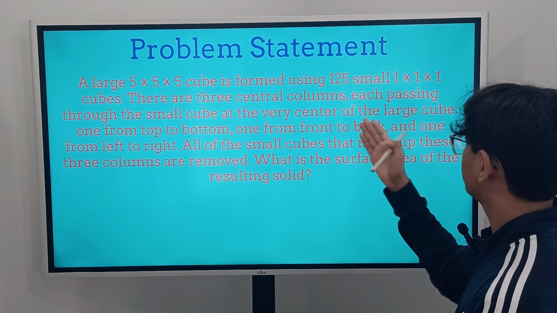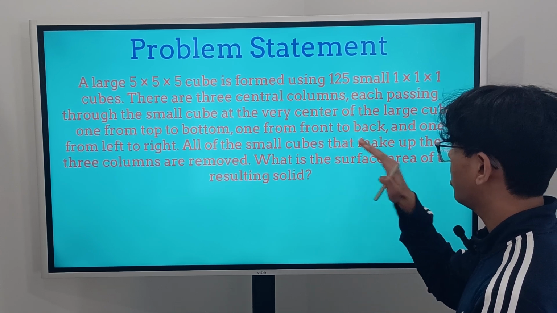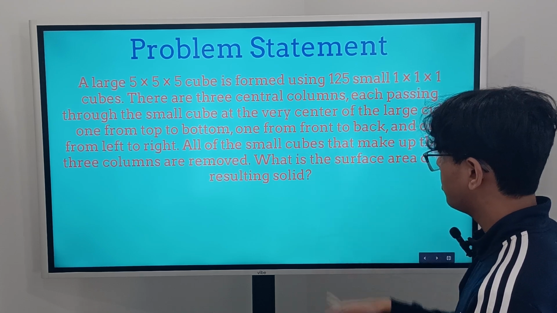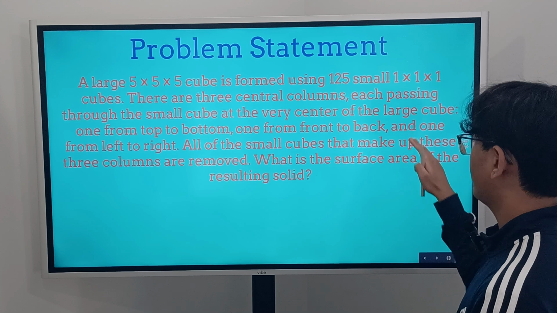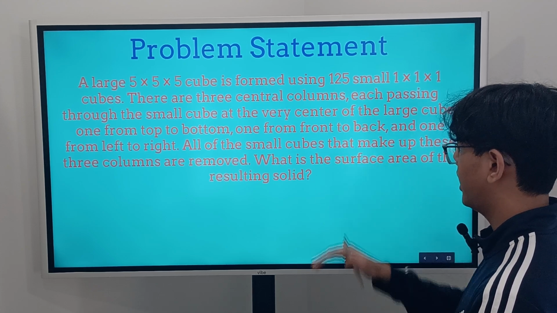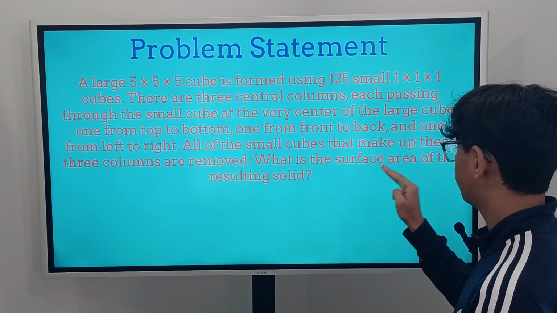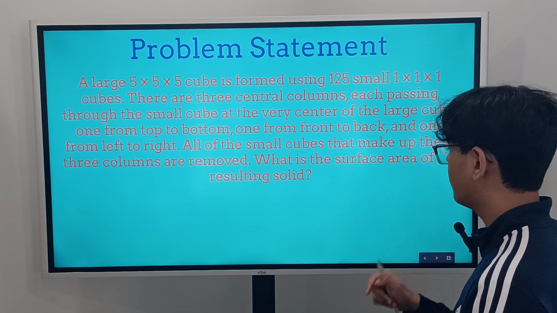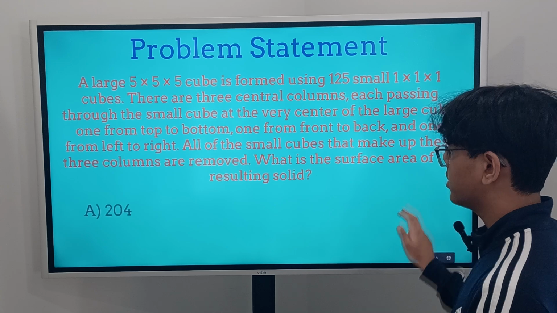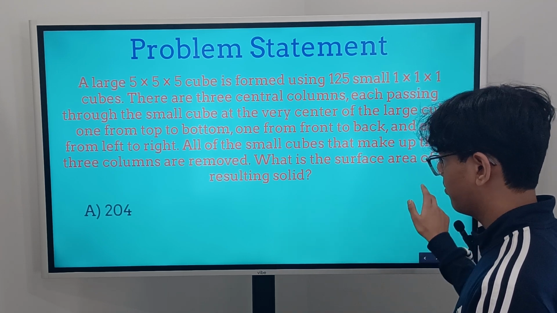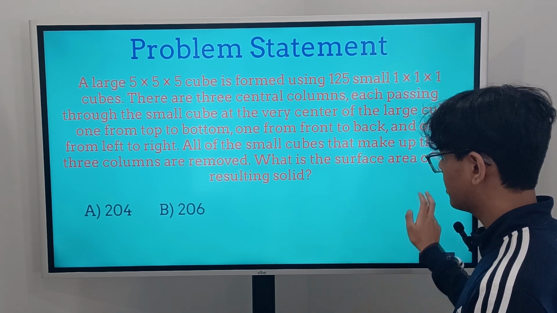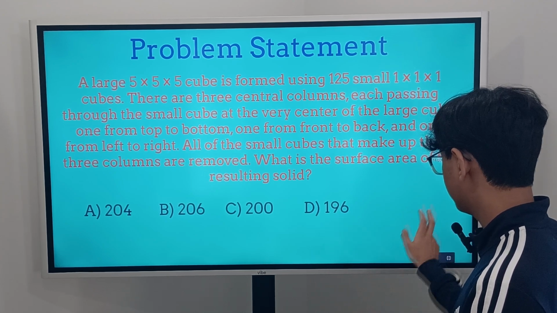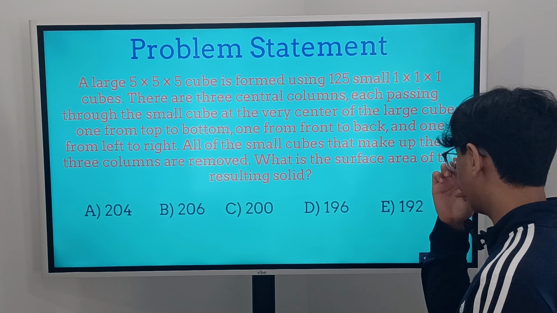And there are 3 central columns, each passing through the small cube at the very center of the large cube. So there's one from the top to the bottom, one from the front to the back, and one from the left to the right. And all of the small cubes that make up these 3 columns are removed. So what is the total surface area of the resulting solid? And our possible answers are A: 204, B: 206, C: 200, D: 196, and E: 192.